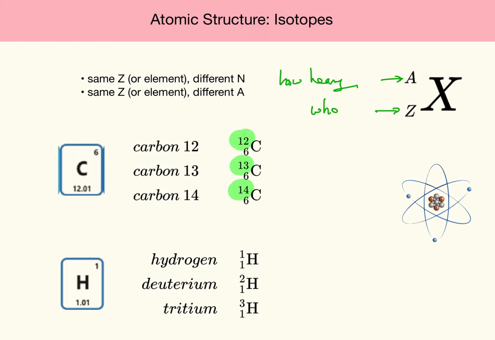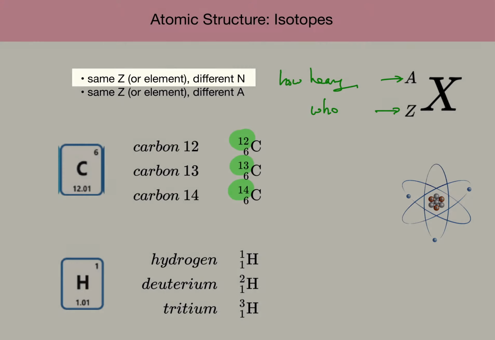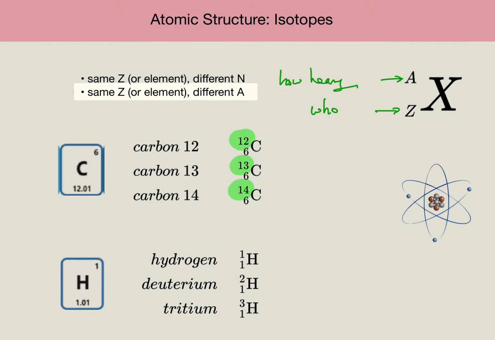Heavier in what way? How can they be the same but different mass? Well, they have the same number of protons, but they have a different number of neutrons. Or to look at it another way, they have the same number of protons and a different atomic mass. In addition to carbon, another example is hydrogen. There's a hydrogen with no neutrons, there's a hydrogen with 1 neutron, and there's a hydrogen with 2 neutrons. As an aside, these are very, very important isotopes, and they're actually given separate names.